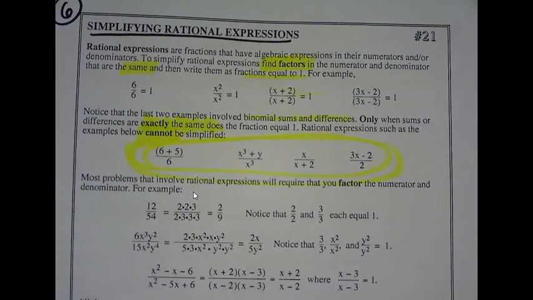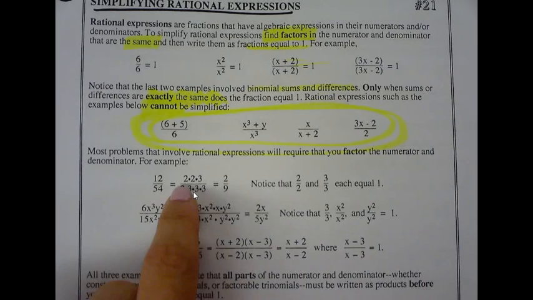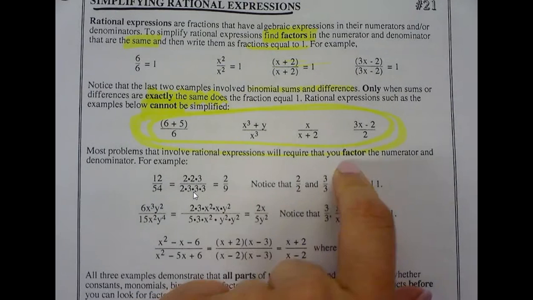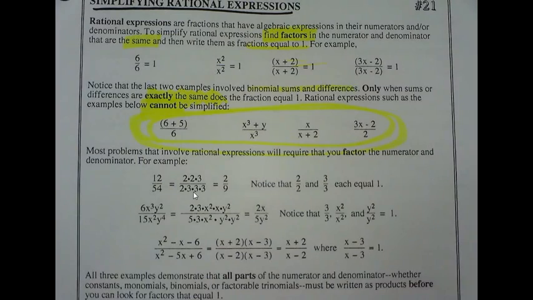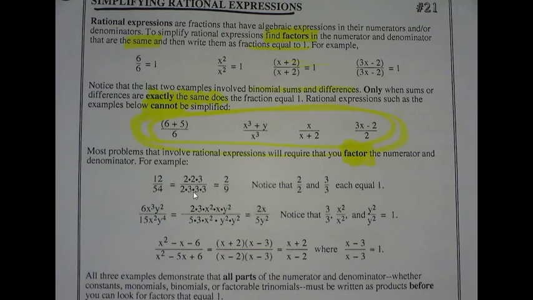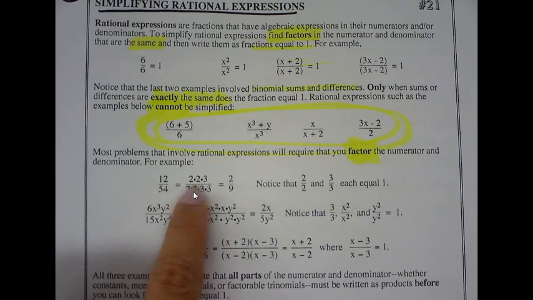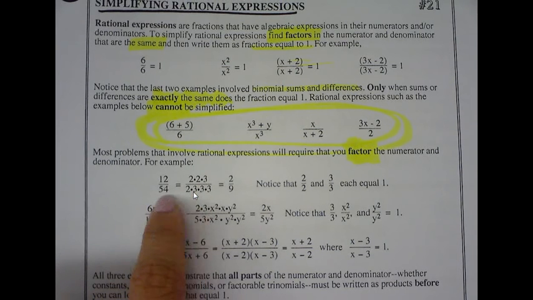Most of the problems that we give you will require that you factor the numerator. So if you can only cancel factors, then you're going to first have to factor. I'm going to ask you to factor. So even if it's just a regular number, like 12 over 54 with no x's, factor the 12: 2 times 2 times 3. Factor the 54: 2 times 3 times 3 times 3.